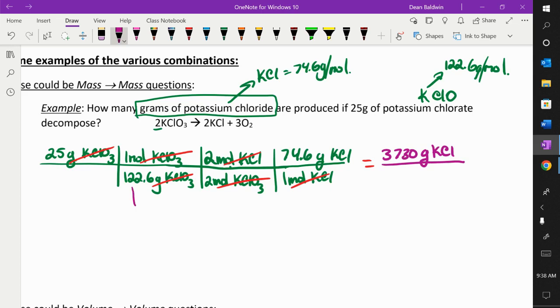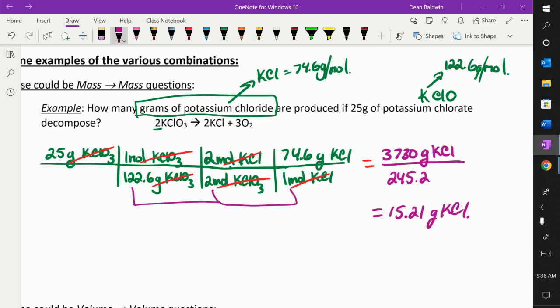Divided by, and then you're going to multiply everything in the bottom. 122.6 times 2 times 1 should be 245.2. That doesn't have units. If you divide those, what do you get? 15 point what? Give me the decimals. That's good. 15.21 grams of KCl.